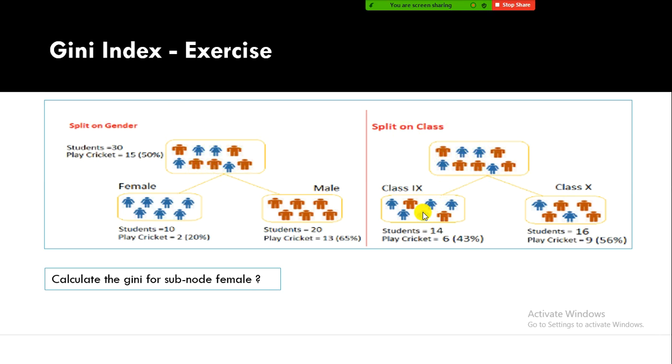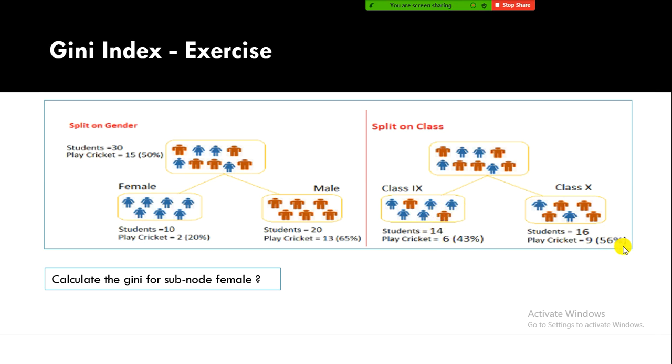Right, so we have 9th standard and 10th standard students. In the 9th standard, 14 students are there, and in the 10th standard, 16 students are there. 6 students play cricket. Then what is the ratio of 9th standard students who play cricket? 6 out of 14, that is 43%.